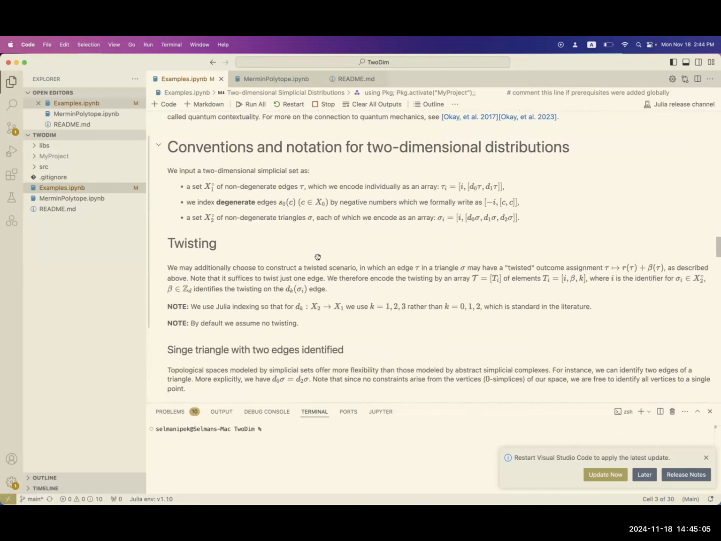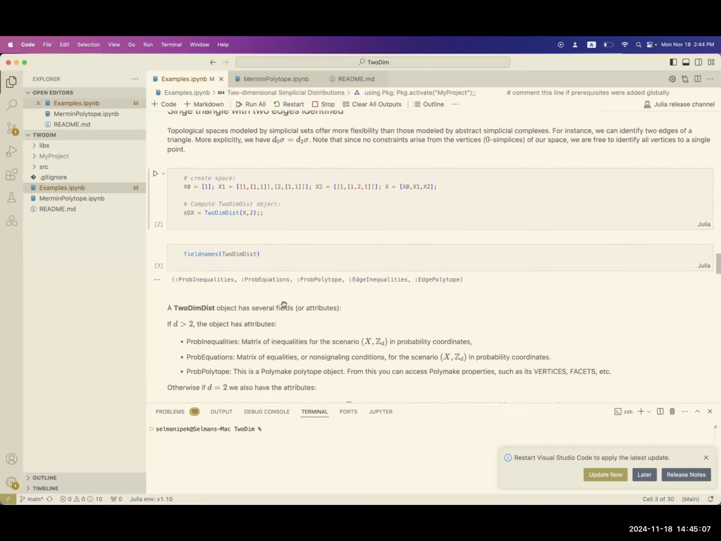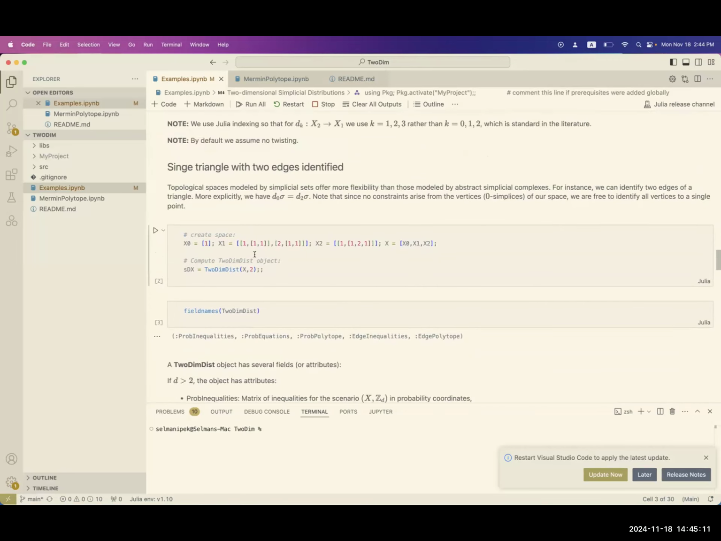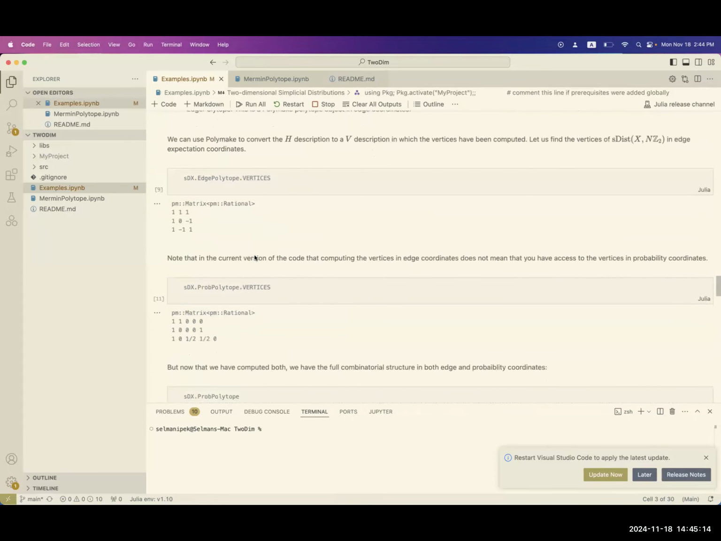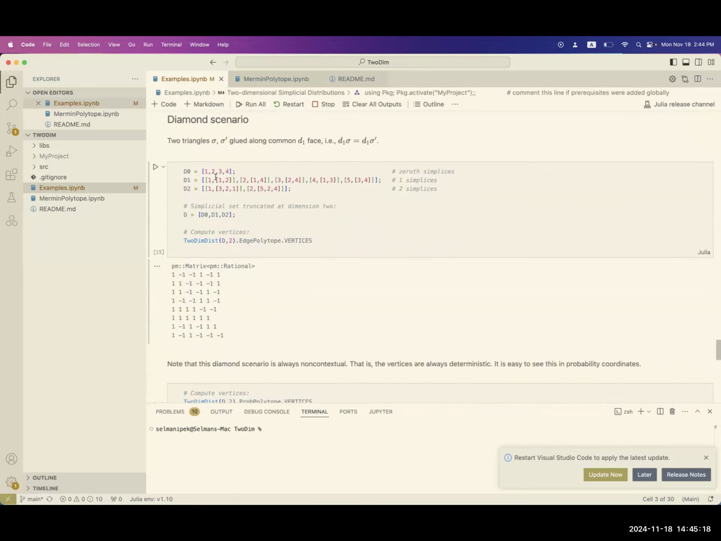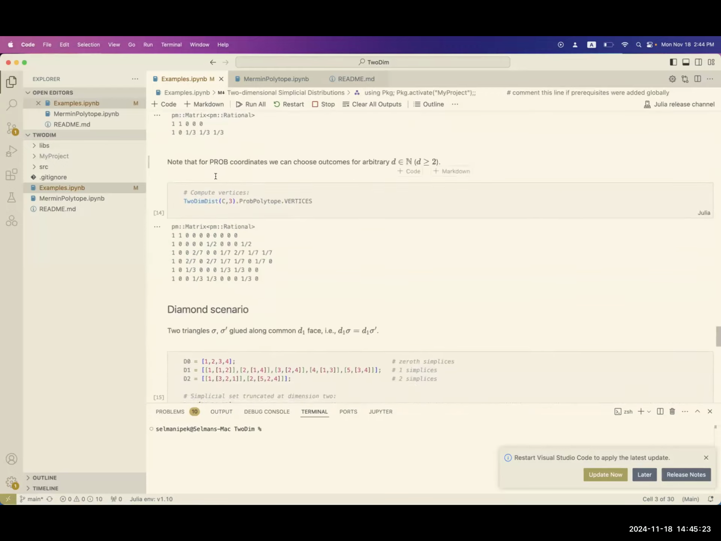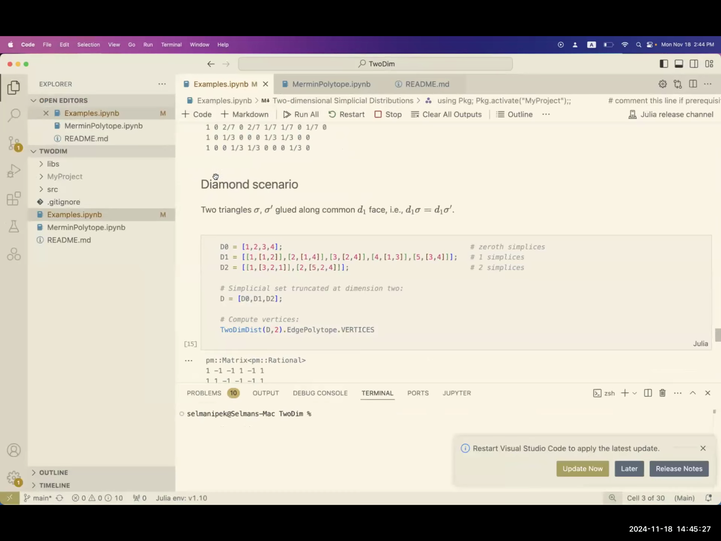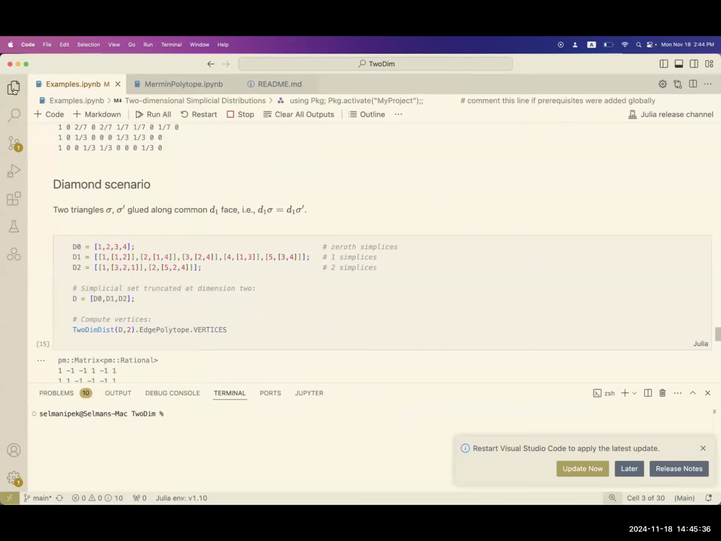I don't know if I will go into some of the more exotic cases, but suppose this is a single triangle with two edges. Let me skip that one for a second. Let's go to the diamond first. So this is the two simplices glued together. Let's see if I can make this bigger. And maybe I can get this out of the way.